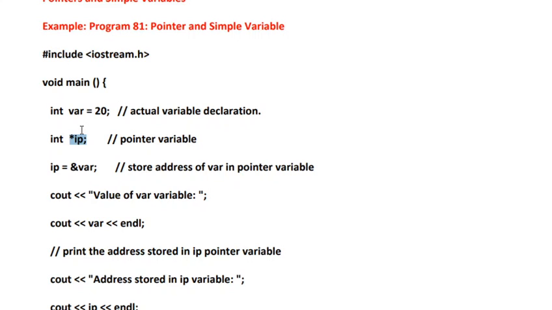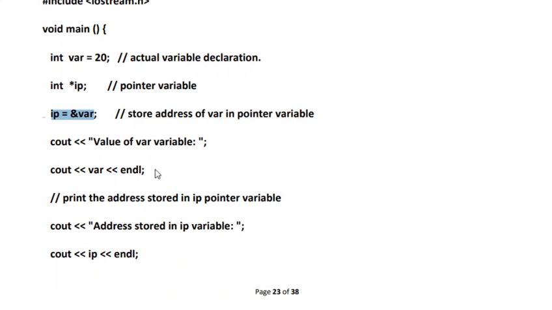So here star is the memory dereferencing operator and ip is the pointer. This is the way we declare a pointer. Now ip is being initialized with the address of var. What I have done is I've displayed the value of var using the variable name. This is called direct memory access, so I am accessing the memory with the name of the variable.